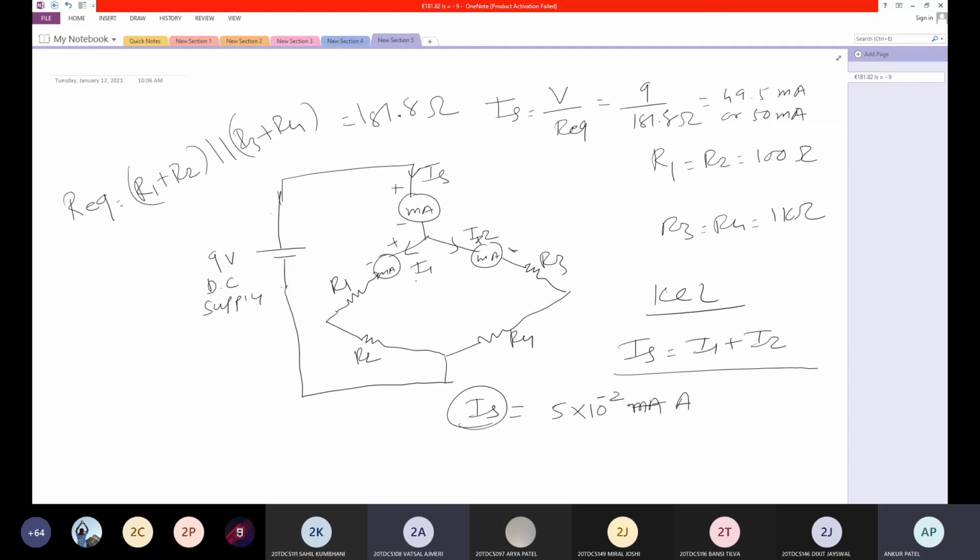I1 is equal to V by R1 plus R2. Okay, I1 equal to V by R1 plus R2. Tell me the answer. What you are getting is it correct or not? Tell me. Hello, is this equation right or wrong? What are you getting, sir, with this equation?